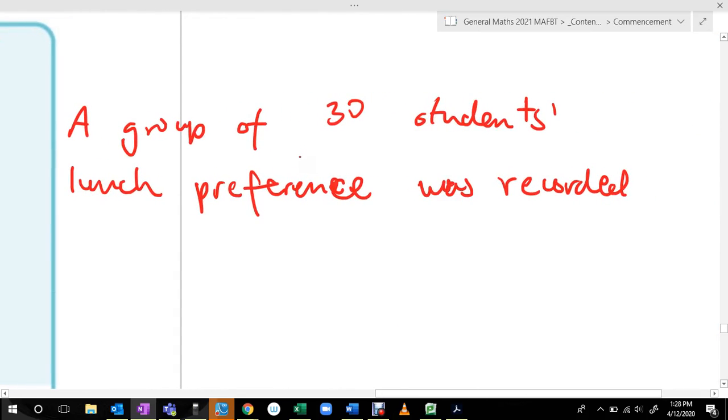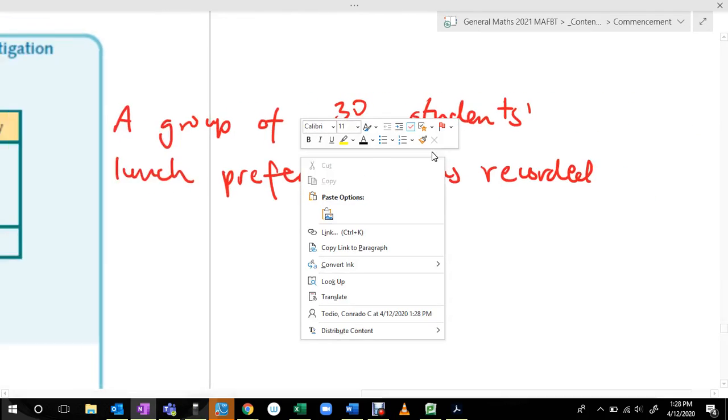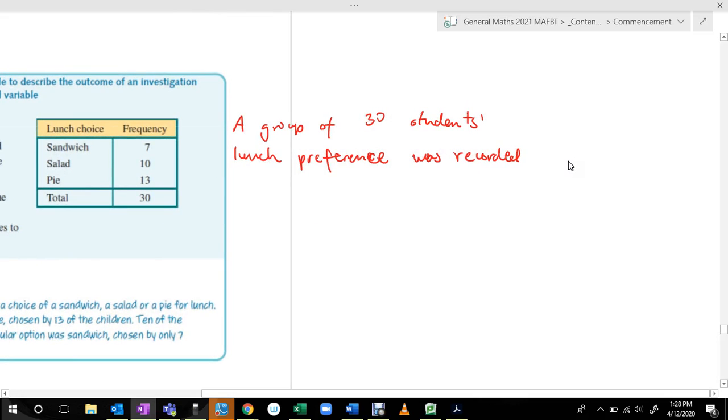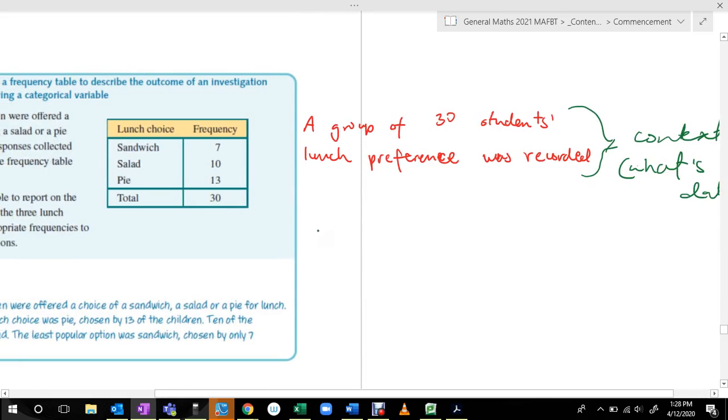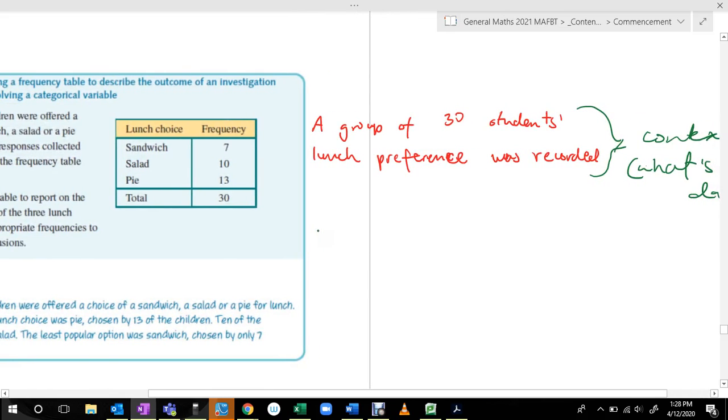So you want to mention the context. For this, I might just put a little note here. This is the context here. So you want to mention the context. In other words, what kind of data, what's the data? What kind of data are we looking at? So mention the context. That's the first sentence you should always put. Always mention the context. And then after that, you should tell me the modal. What's the most frequent? So what's the most frequent one here, guys?